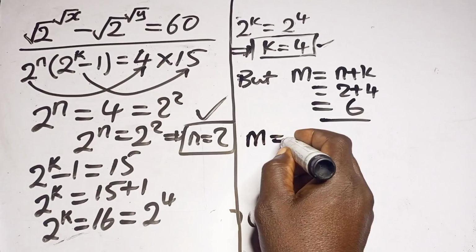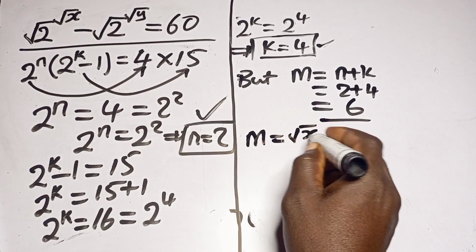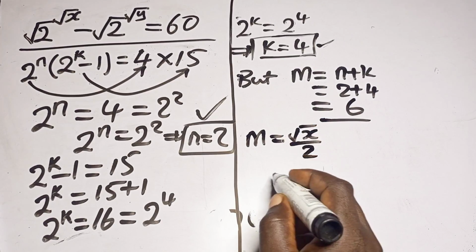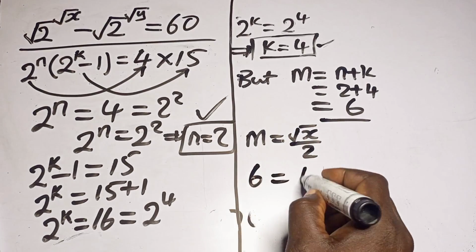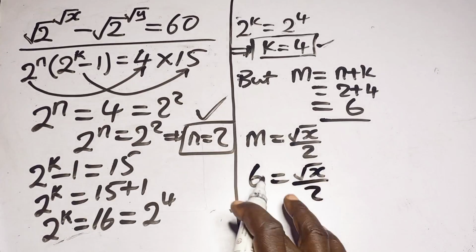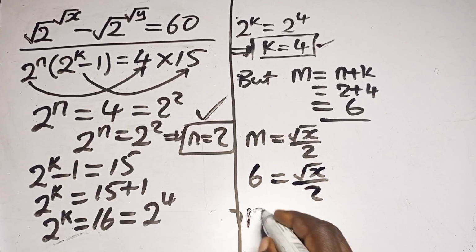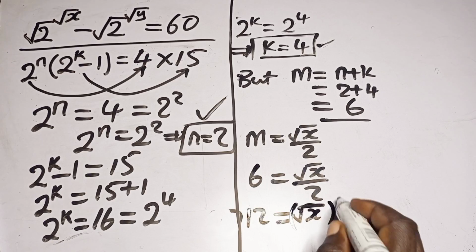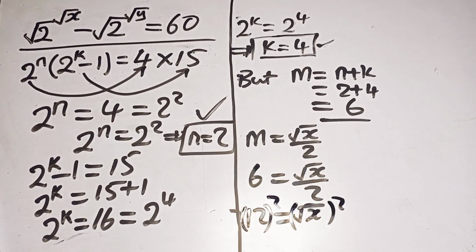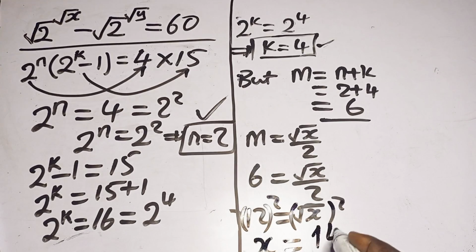We know that m is root x all over 2. So we'll put 6 for m. 6 is equal to root x all over 2. When we cross multiply, we'll have 12 is equal to root x. To remove the square root, we square. Opposite of square root is square. So finally, we'll have x is 144. 12 squared is 144. So we found the value of x as 144.